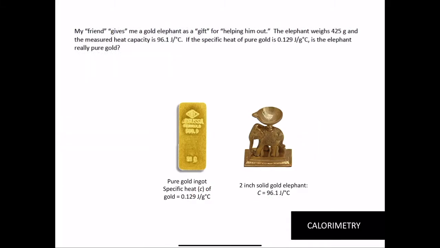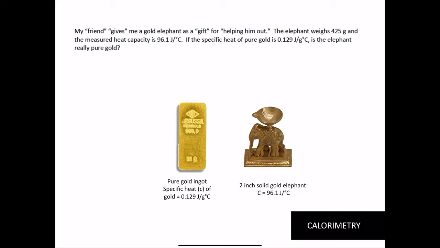All right, so my friend gives me a gold elephant as a gift for helping him out. The elephant weighs 425 grams, and I measure the heat capacity because I had the equipment. If the specific heat of pure gold is 0.129 joules per gram degree Celsius, is the elephant really pure?